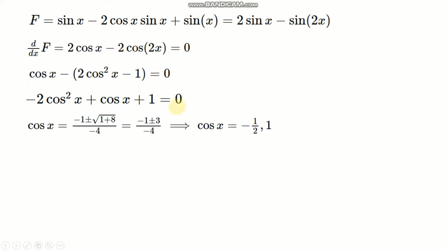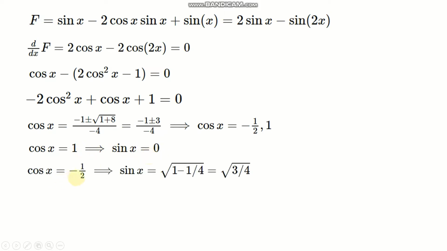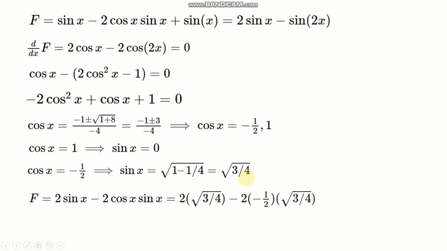Use the quadratic formula to solve for cos x. We have negative 1 plus or minus the square root of 1 + 8, all over negative 4. We get cos x equals negative 1/2 or 1. If cos x equals 1, sin x equals 0. If cos x equals negative 1/2, sin x equals the square root of 3 over 4. Clearly, cos x equals 1 and sin x equals 0 does not give the maximum value. So we use cos x equals negative 1/2 and sin x equals the square root of 3 over 4.